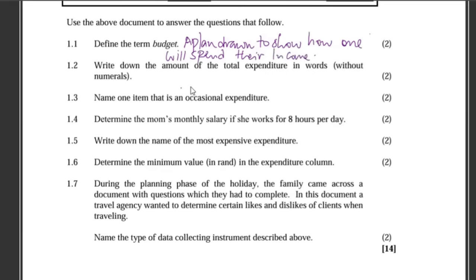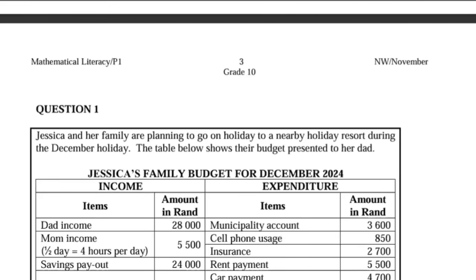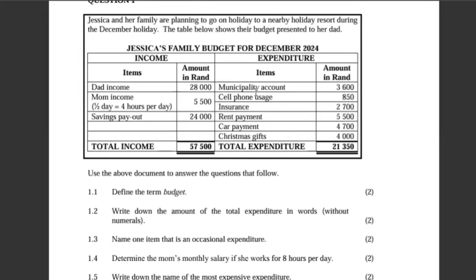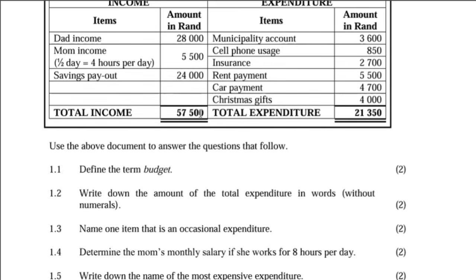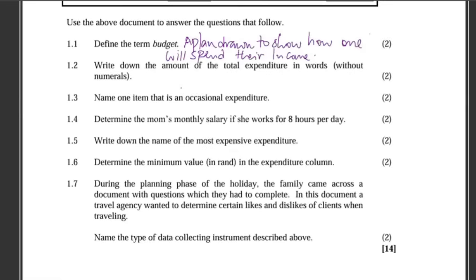Okay. Write down the amount of the total expenditure in words. Let's go there and you see total expenditure. Total expenditure is 21,350. So we shall say 21,300 and 350.